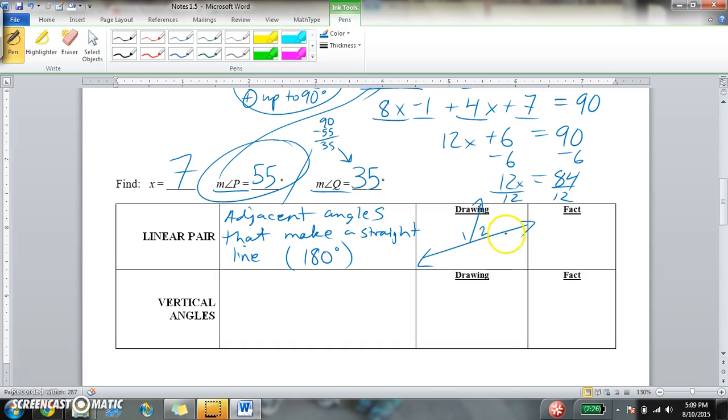Angle 1 and angle 2 would be considered a linear pair. And since we know that a linear pair adds up to 180, we could write that the measure of angle 1 plus the measure of angle 2 equals 180.